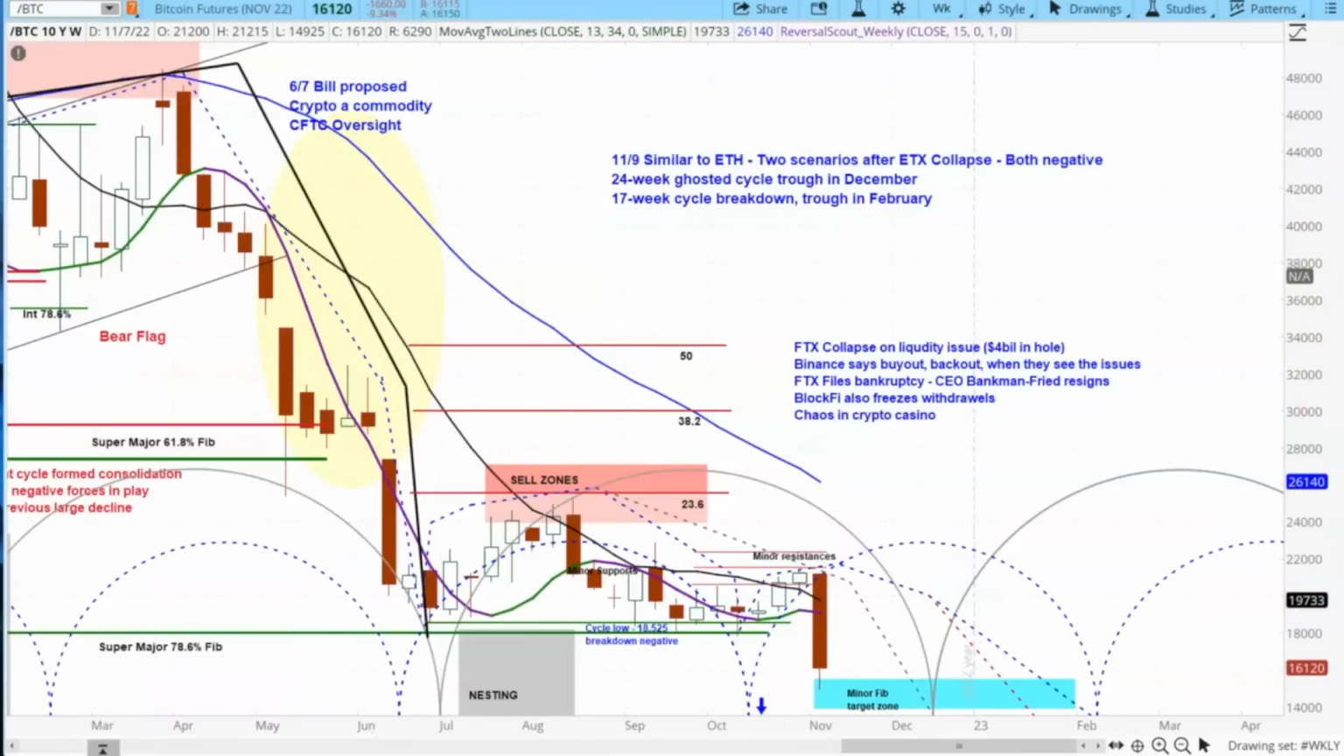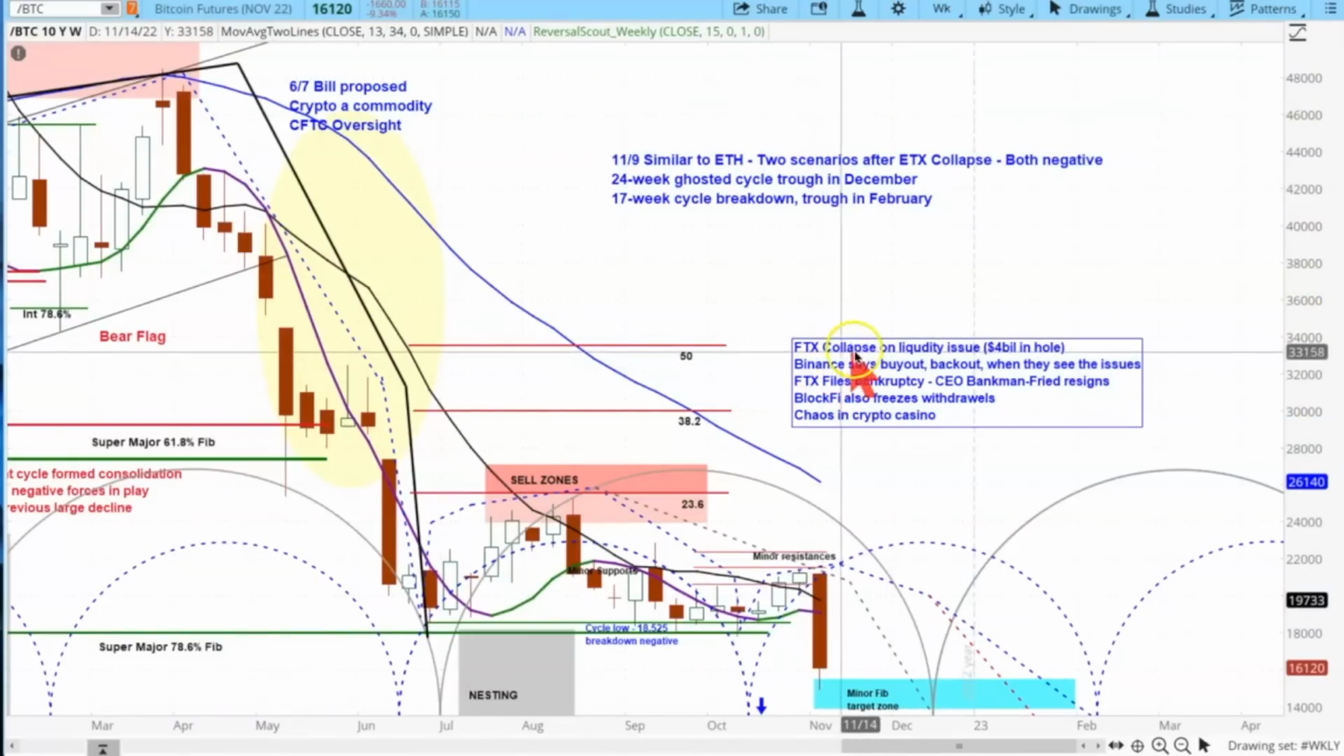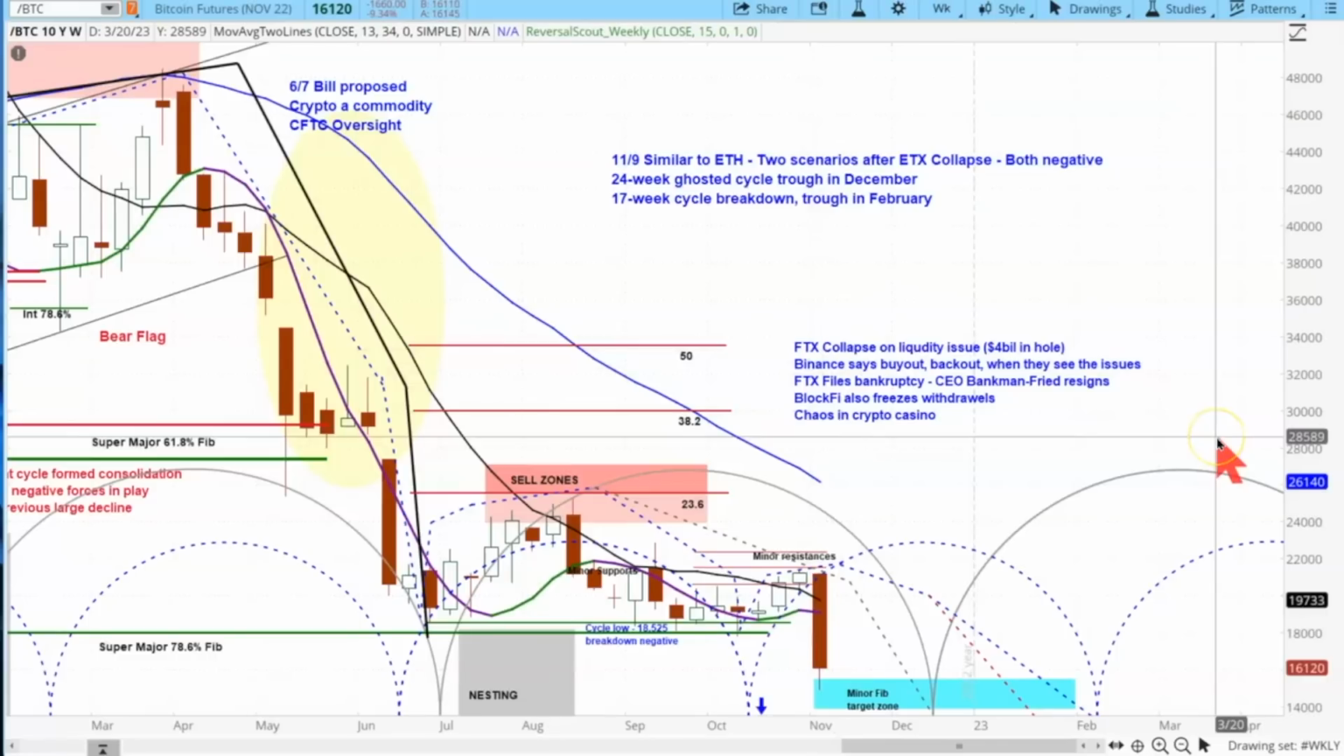And it's important that we discuss again this FTX collapse. They have had liquidity issues. Binance said they were going to buy out, then backed out when they saw all of the liquidity issues. FTX filed for bankruptcy, and the CEO, Bankman-Fried, resigned. BlockFi also froze withdrawals, and there is chaos in the crypto casino.